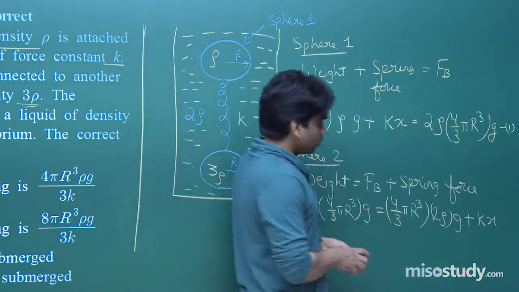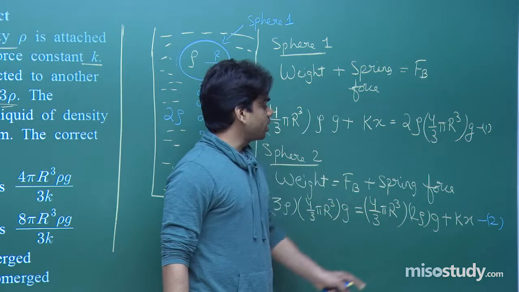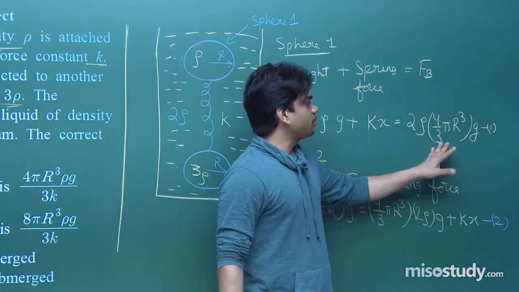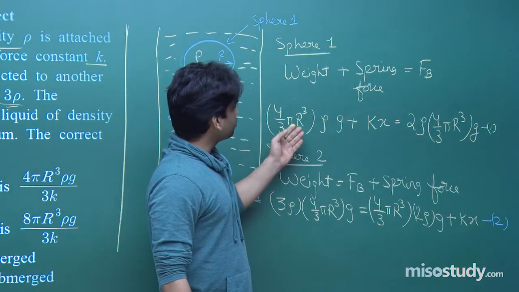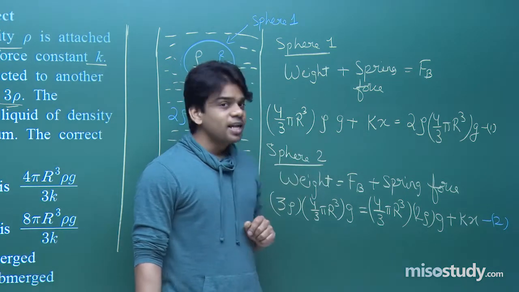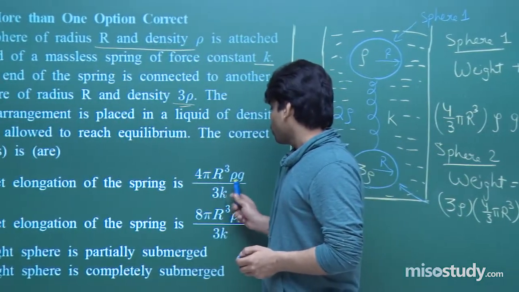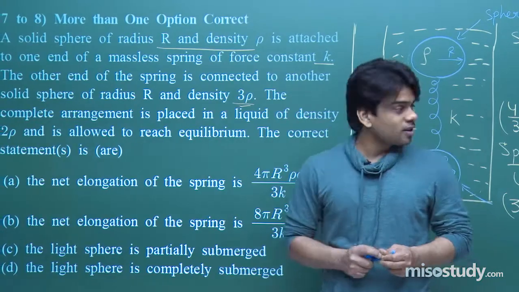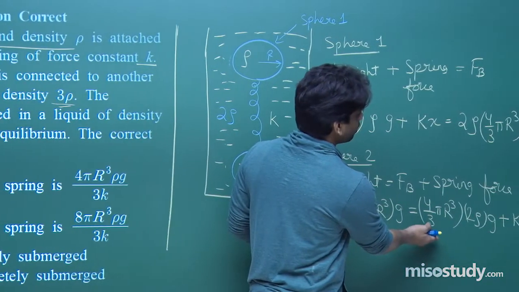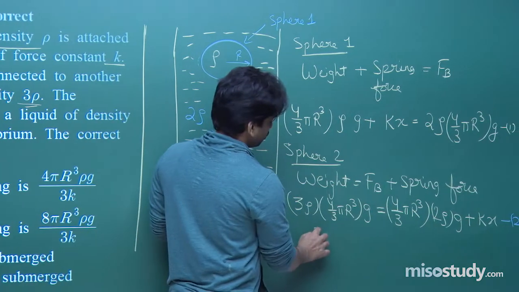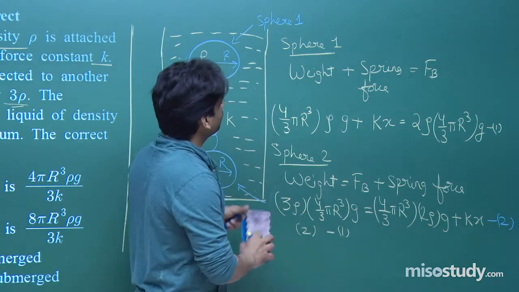First of all, if you compare equation number 1 and 2, and if you try to remove this portion, 4 by 3 pi r cube 2 rho g, and here you are having 4 by 3 pi r cube 2 rho g. Since we want the value of x, we will be getting it in terms of r, rho and g. Let's see in what terms the x value is given. It's given in terms of r, rho, g and k. So what I'm going to do is subtract equation number 1 from equation number 2.